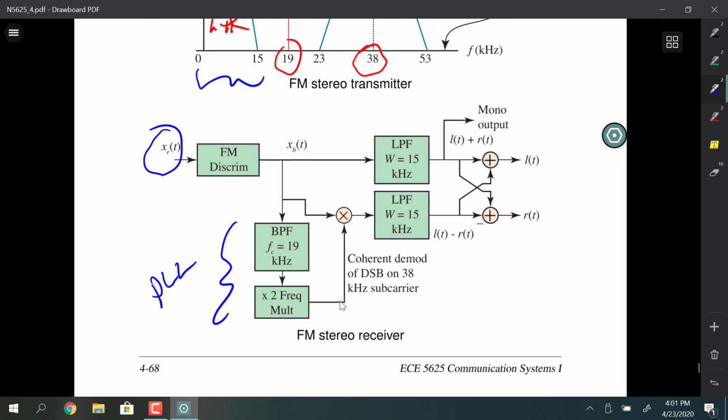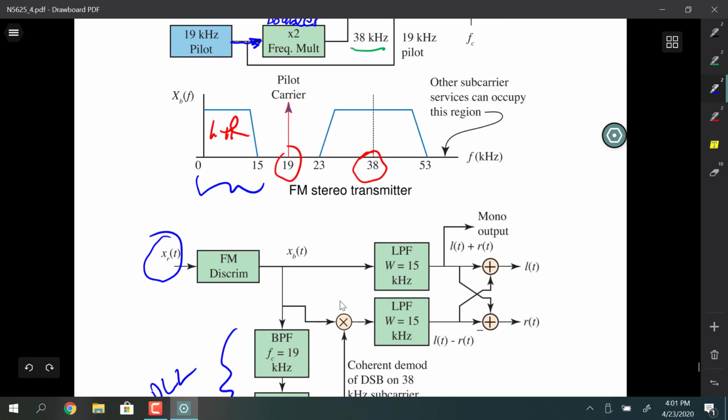Okay, so it's pretty cool the way it works, and there's a lot of other things that go on here, and we're going to go look for those other things. There's more than just a 38 kilohertz subcarrier. There's something called RDS that sits up here.